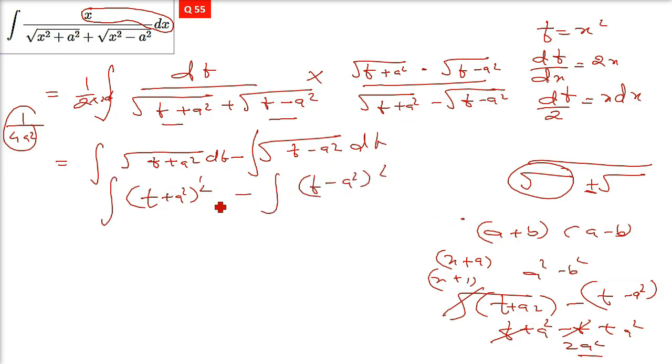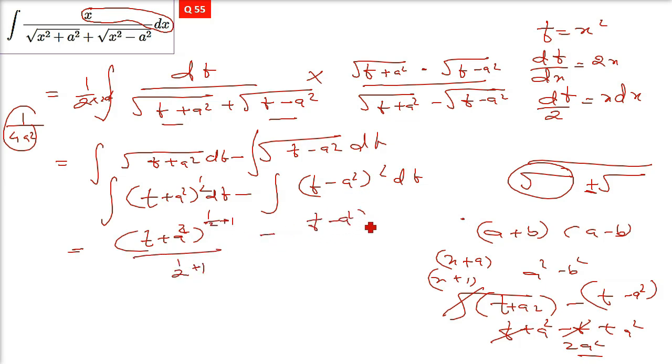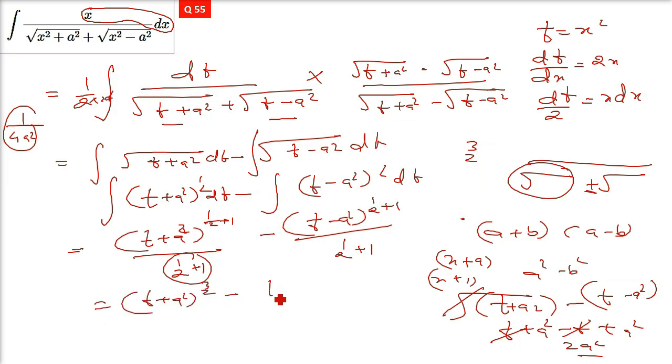So when you integrate, that's not 2, that's half actually. I miswrote it. This will be t plus a square to the power half plus 1 divided by half plus 1, minus the integration of t minus a square to the power half, which will give you t minus a square to the power half plus 1 divided by half plus 1. 1 by 2 plus 1 is 3 by 2. When it goes out, it will be 2 by 3. What is in the numerator? t plus a square to the power 3 by 2 minus t minus a square to the power 3 by 2. This 2 by 3, when multiplied with 1 by 4a square, 2 cancels with 4, leaving 1 by 2 into 3, which is 1 by 6a square.